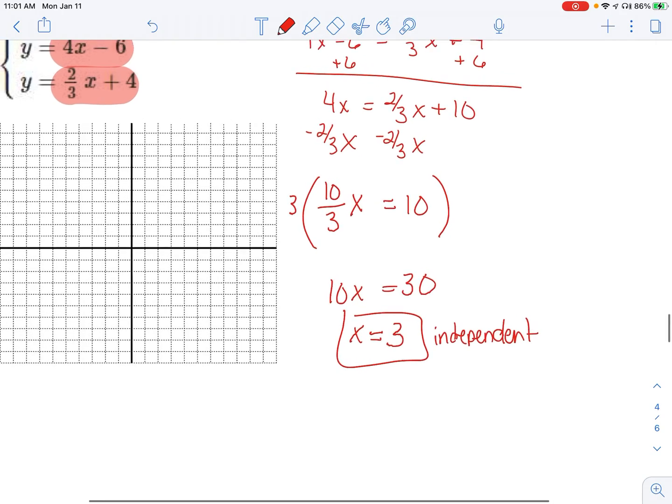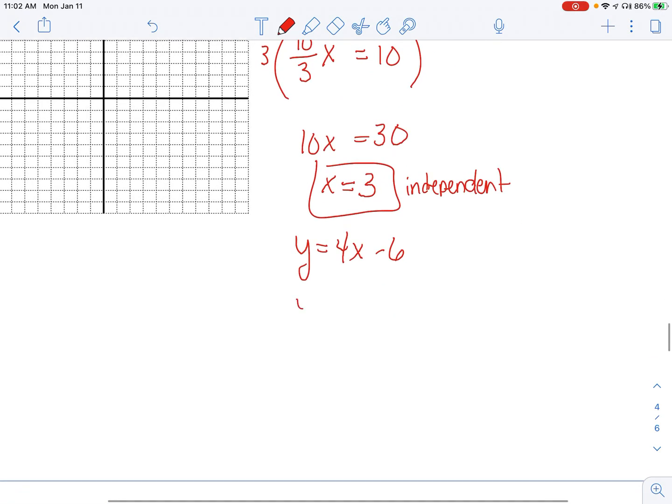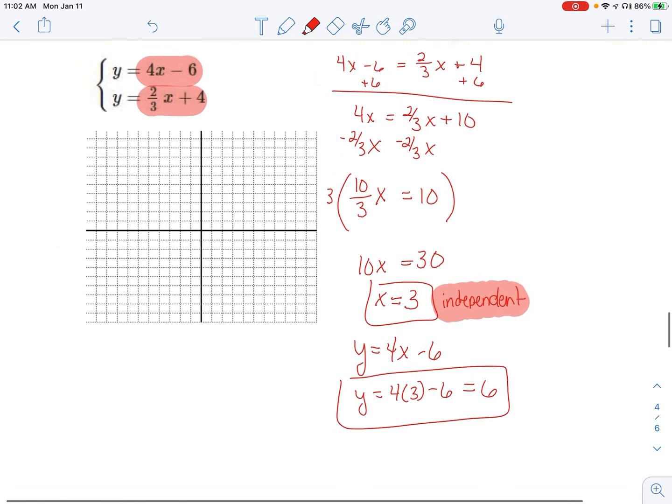So let's go ahead and plug that in, find y. Let's use the easier equation. Y equals 4x minus 6. Let's take out that x and put in 3. So it'd be 12 minus 6 is 6, so y is 6. Since I got an actual answer, I'll label it as independent. You might want to review what the other two mean.